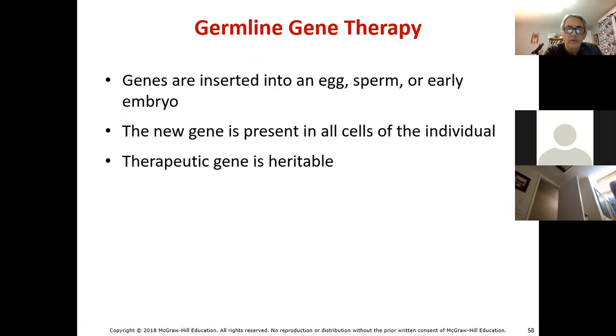Germline gene therapy: genes are inserted into an egg, sperm, or early embryo. The new gene will then be present in all the cells of the individual, and that therapeutic gene would be heritable thereafter.